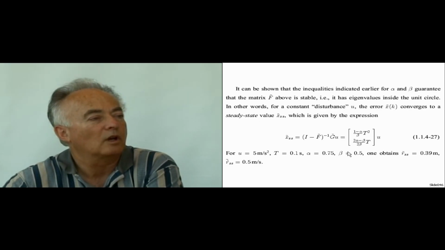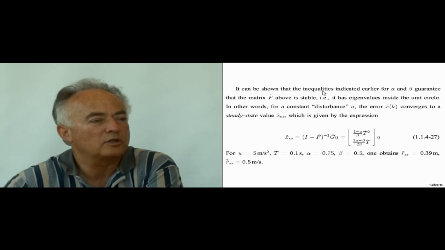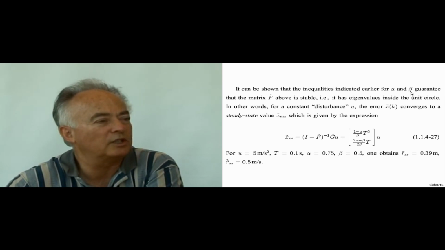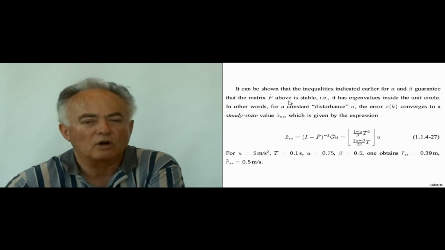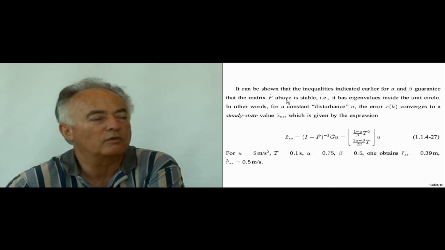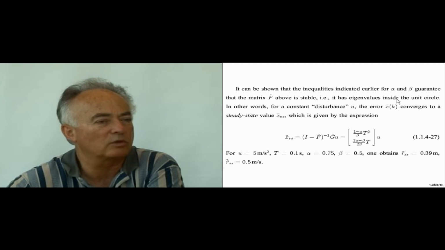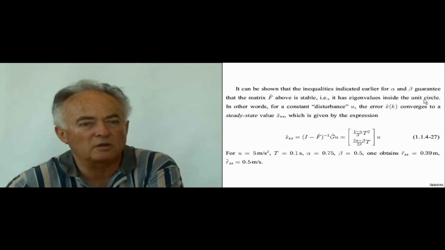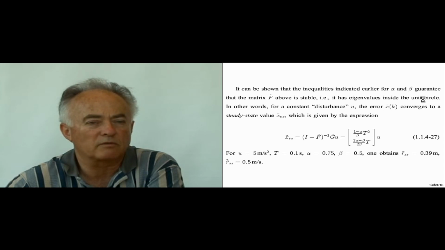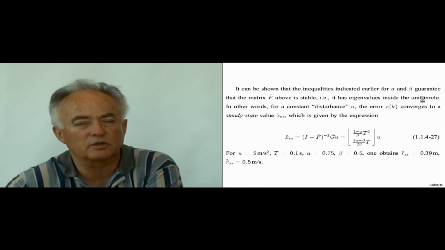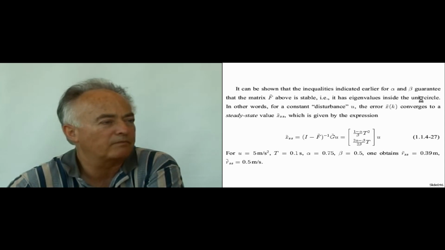Now, it can be shown that the inequalities indicated earlier for alpha, namely between 0 and 1, beta between 0 and 2, guarantee that the matrix F tilde, which governs the evolution, the dynamics of the error, is a stable matrix, namely it has eigenvalues inside the unit circle. This is a discrete time system where the eigenvalues of the transition matrix have to be in the unit circle, and this is the counterpart of the continuous time version, where for a linear system the eigenvalues of the system matrix have to be in the left half plane.